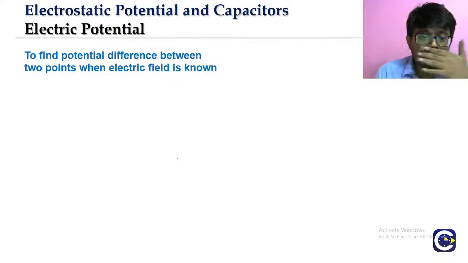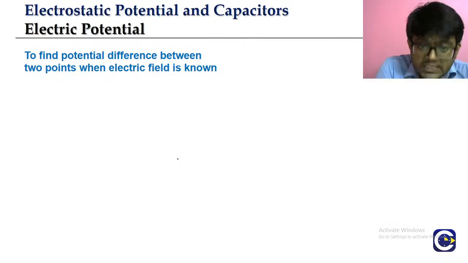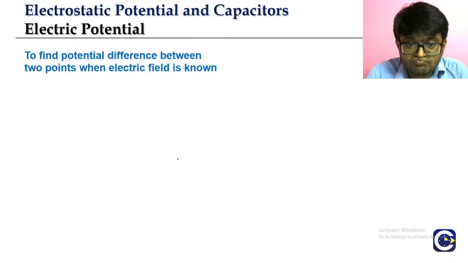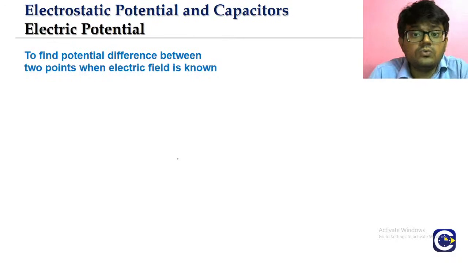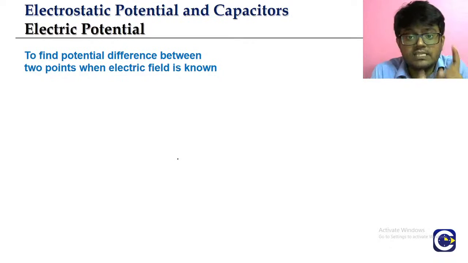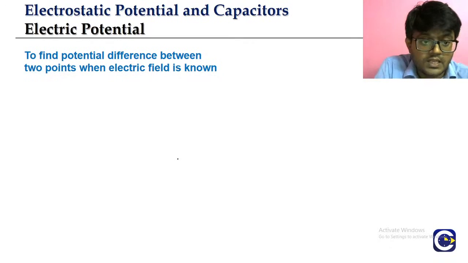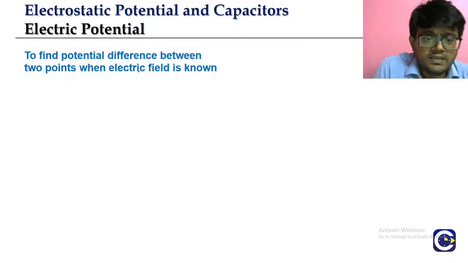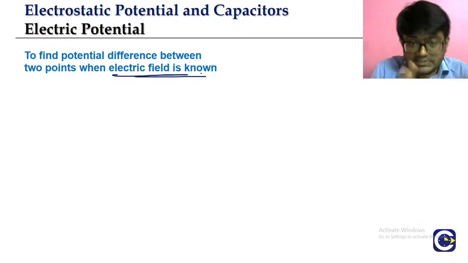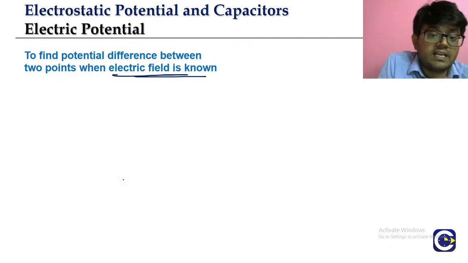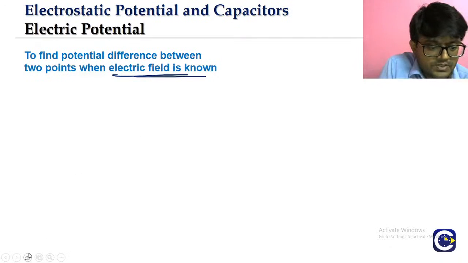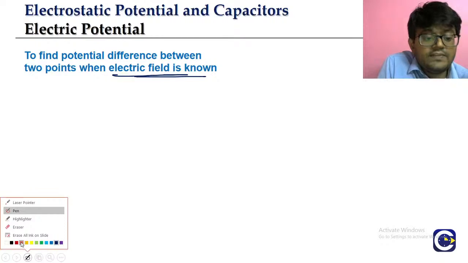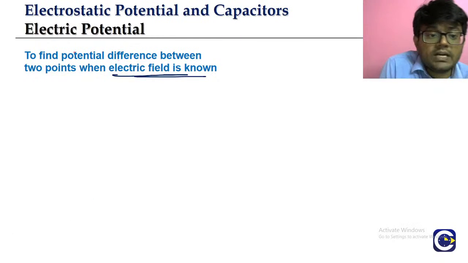Okay, now, if the potential function is given to us, we have seen how to get the field using the gradient formula. But now we are going to see the reverse. If the electric field is known to us, if they give us the electric field function, then we will be able to calculate the potential difference between 2 points.